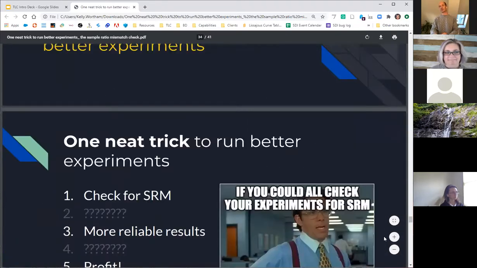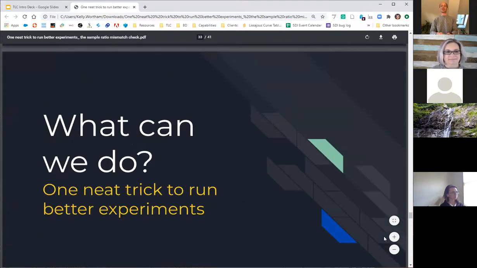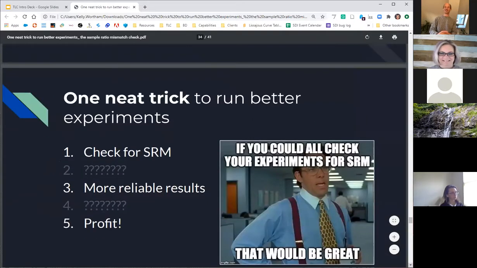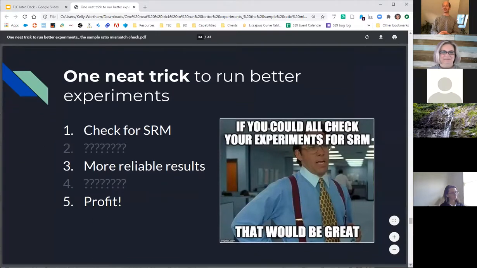And so lastly, I want to touch a little bit on what it is that we can actually do. What is this one neat trick that I promised at the beginning? I think the one neat trick is that you check for SRM. Then step 2 is fix whatever the problem is, and then you get more reliable results. SRM is only the canary in the coal mine. It doesn't actually tell you how to solve the problem. It can only tell you that the problem has occurred.